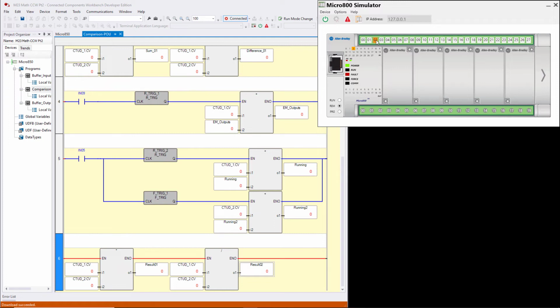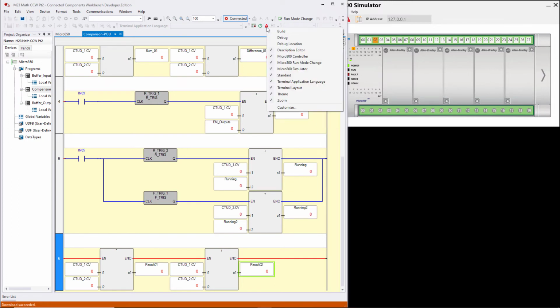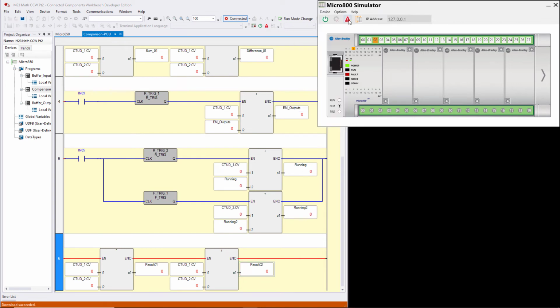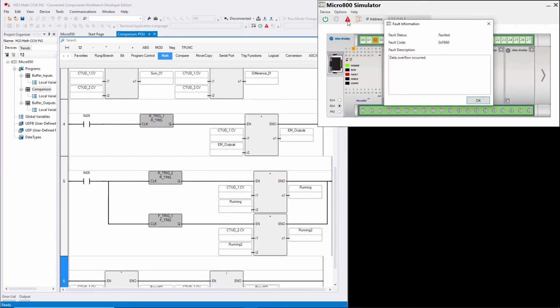I thought I was going to get away with dividing 0 by 0, and I didn't. So I didn't see anything in my logic that told me there was a fault. But now that I'm looking around and paying attention, I see that I have a fault up here. Okay, so we're going to go look at that fault. Basically I disconnected the CCW from the simulator, and it says I have a data overflow. And that data overflow is caused because I divided by 0.